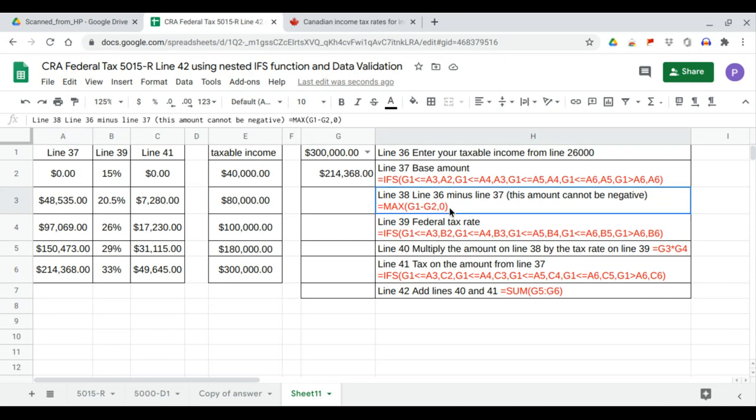Next, we calculate line 38, which is line 36 minus line 37. This amount cannot be negative, so therefore we use the max function. So copy and paste it here. If this value is negative, it will be 0.